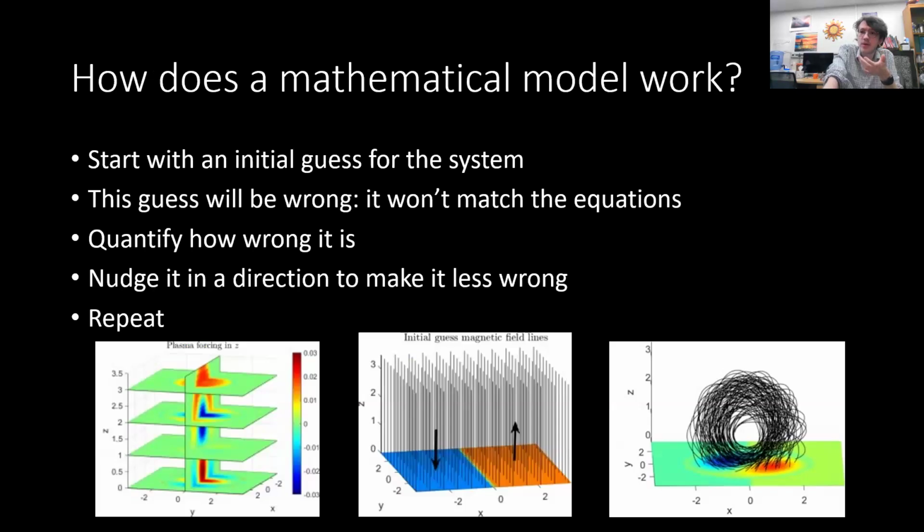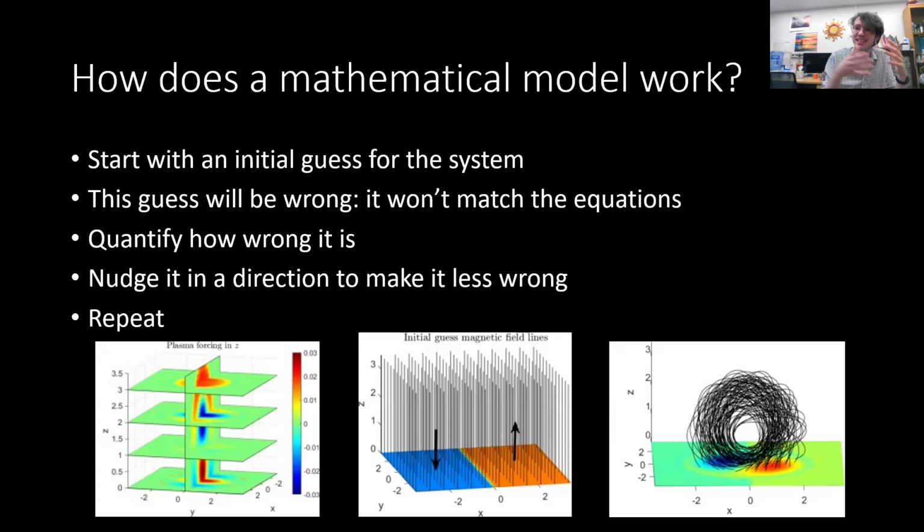How do we do this? How does this kind of math happen? Well, we start with a guess. If we know what the gas is doing on the sun, we could guess at what the magnetic field would have to be. And that guess won't be right. It won't be right. But we can figure out how wrong it is.